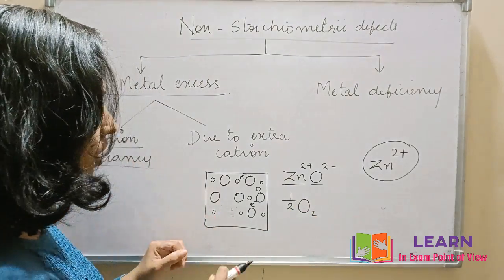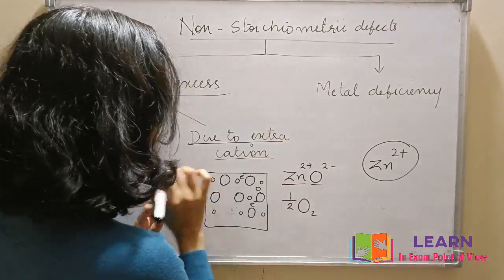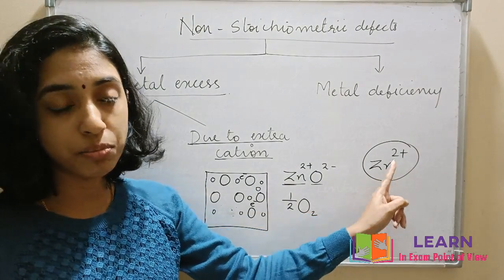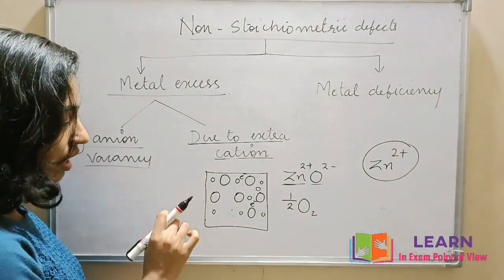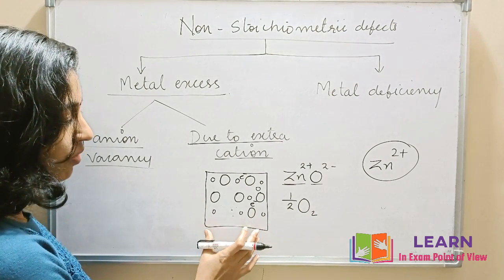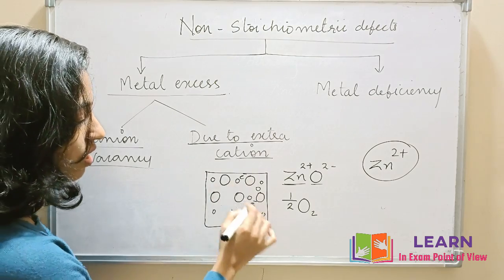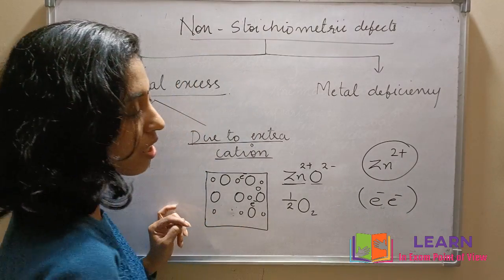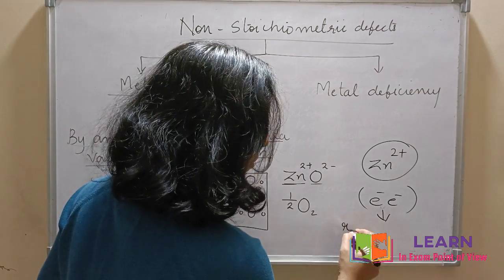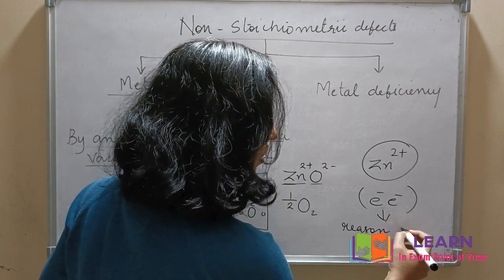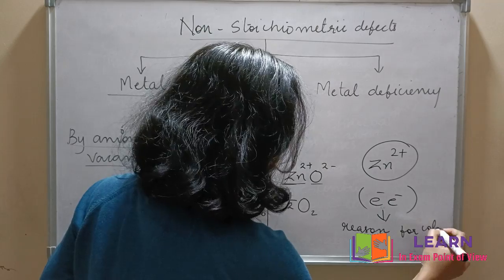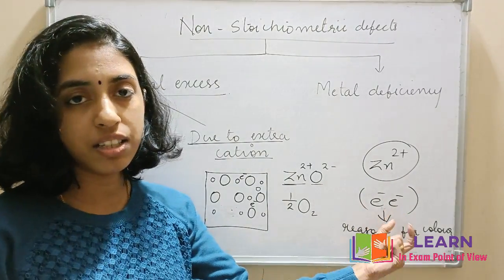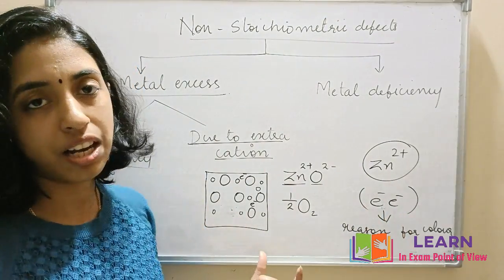Okay. So here an extra cation is there, right? That is 2+, that is the cation's positive charge. And here also, the color of the crystal lattice is because of these extra 2 electrons. This is the reason for the color of the crystal lattice. Okay, you can note down as reason for color. Here also, those extra left electrons are the reason for the color of this crystal lattice.